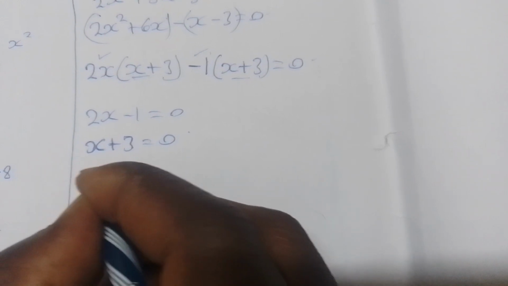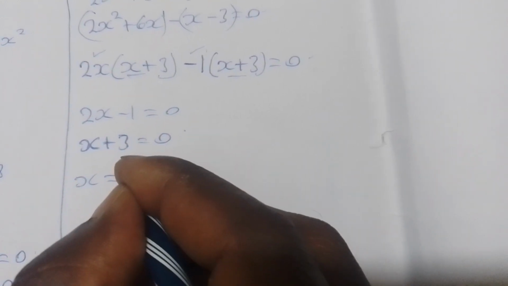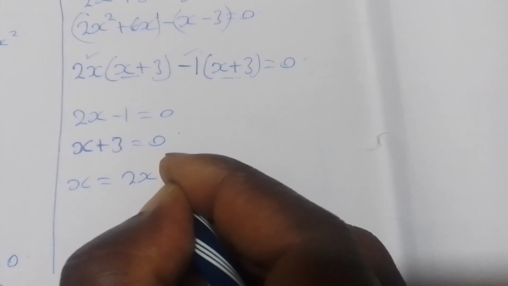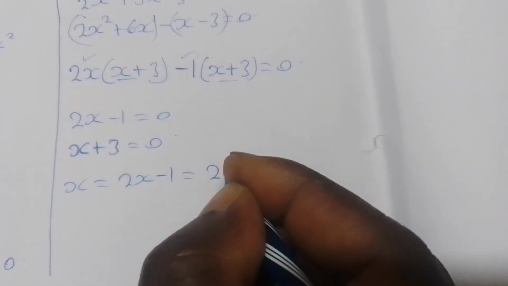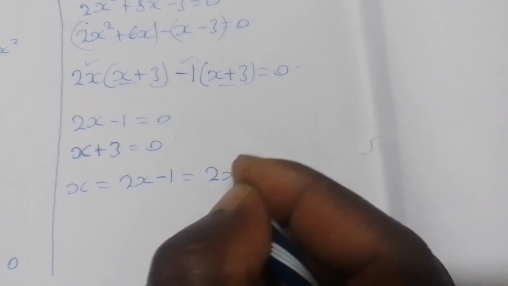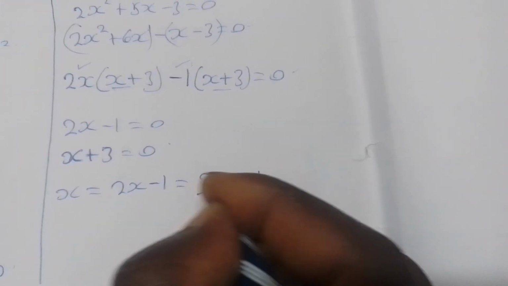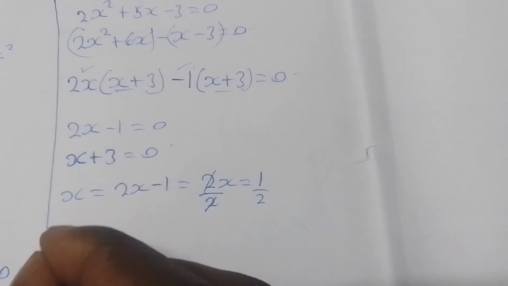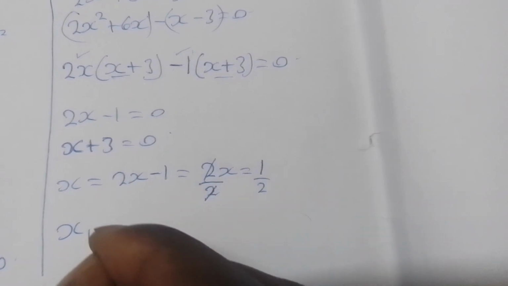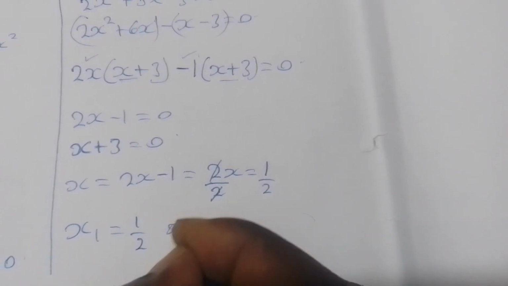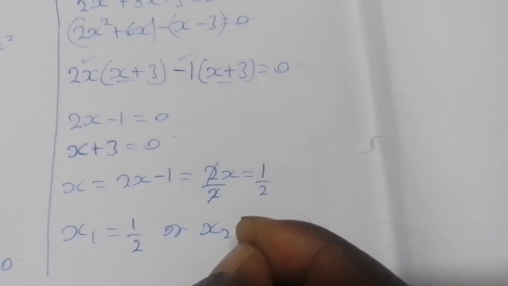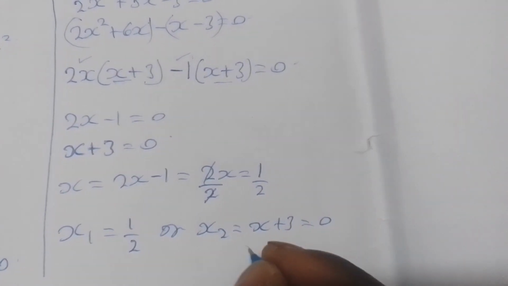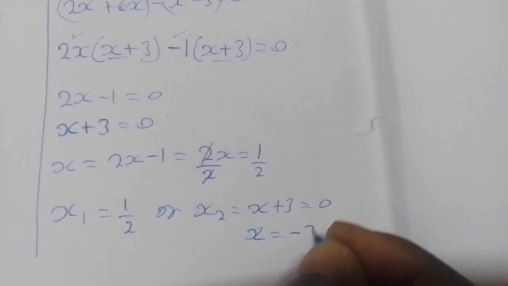So our x is equal to, from 2x minus 1 equals 0, 2x is equal to 1. Then to get the value of x, divide by 2. So x1 is equal to 1/2. Or x2: x plus 3 is equal to 0, so x is equal to -3.